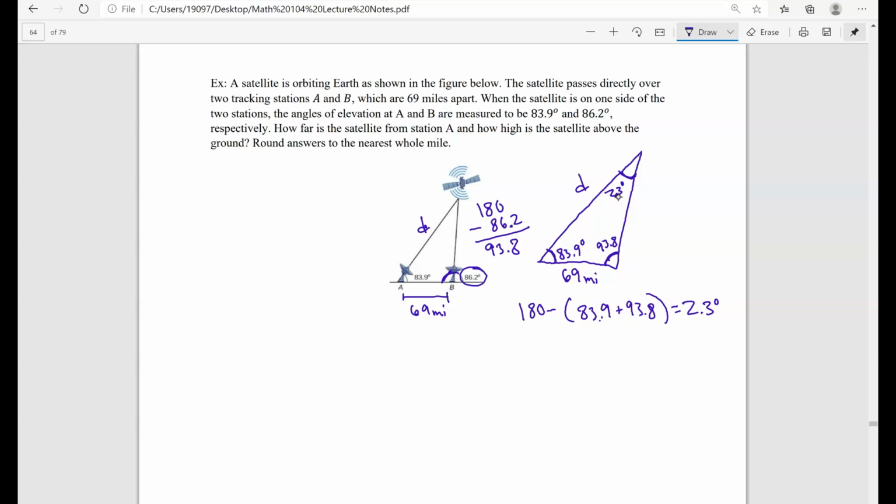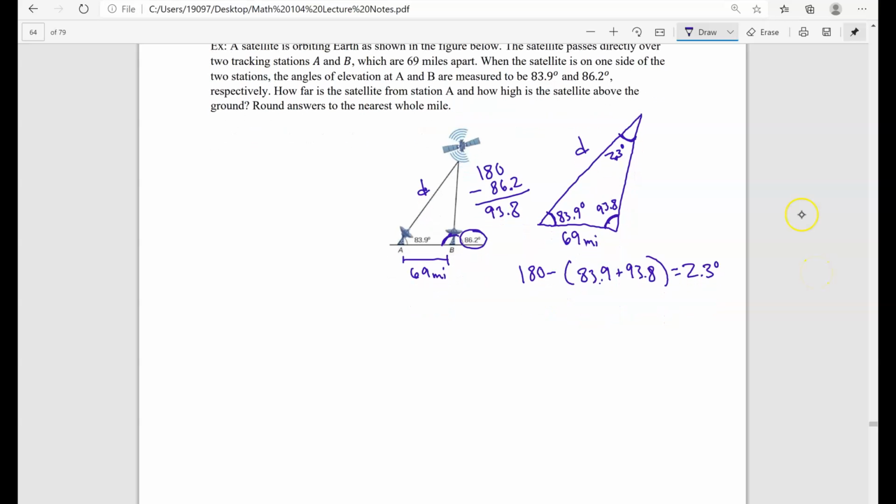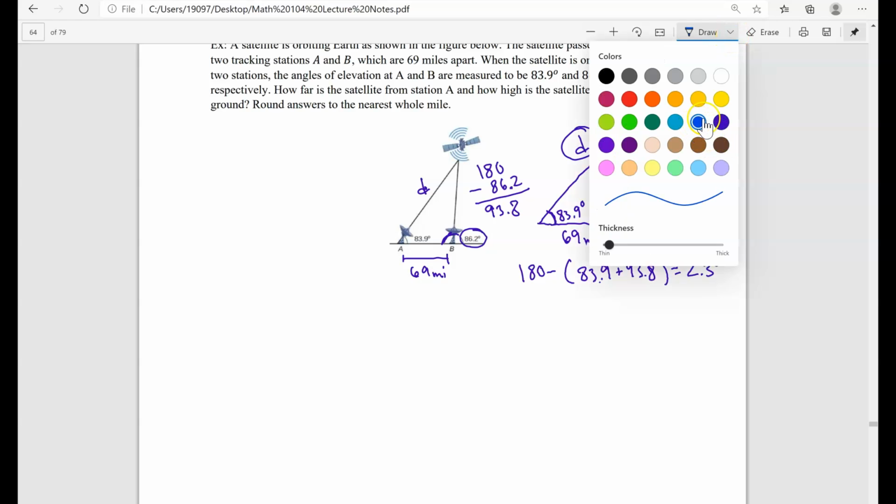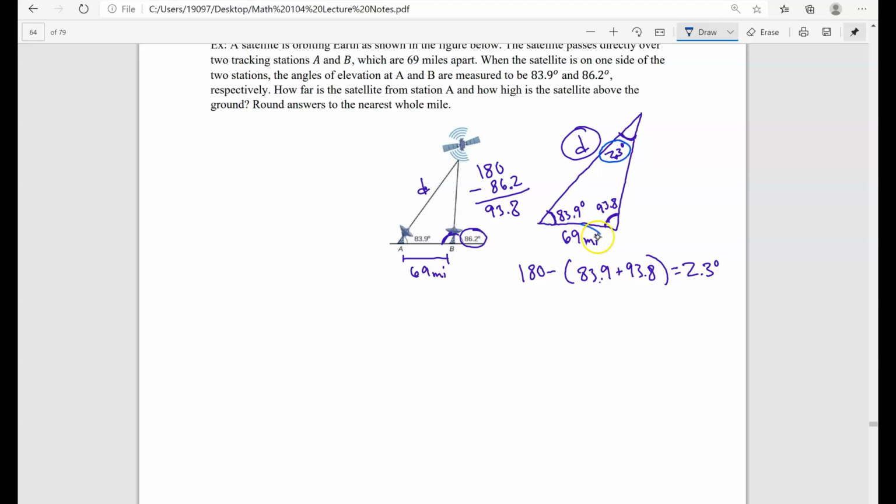So now in this case, notice that I can easily use the law of sines to figure out what this distance is going to be. All you can do is use these two angles. So use this 2.3 with the 69: the sine of 2.3 divided by 69. And then using this angle, 93.8: the sine of 93.8 divided by this D, which is the distance I don't know.